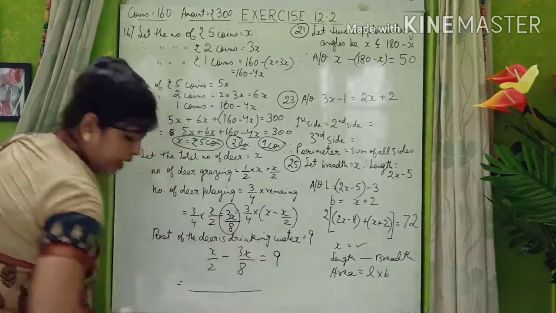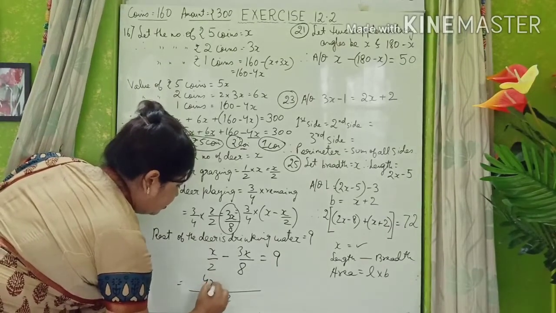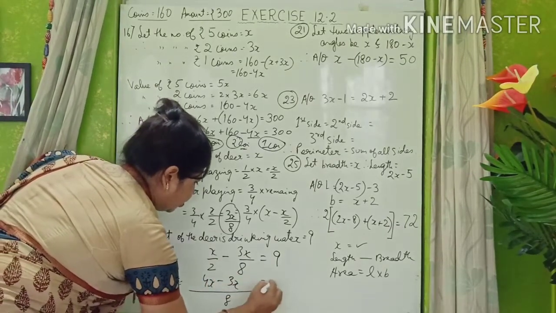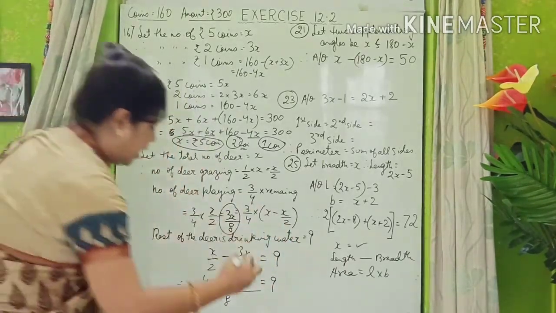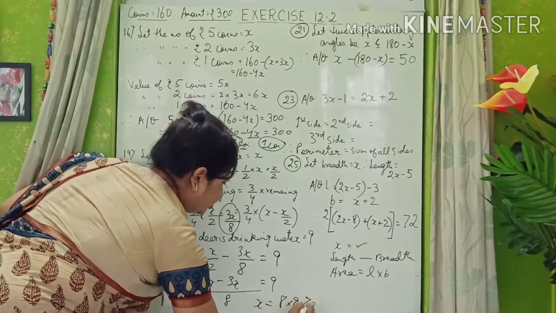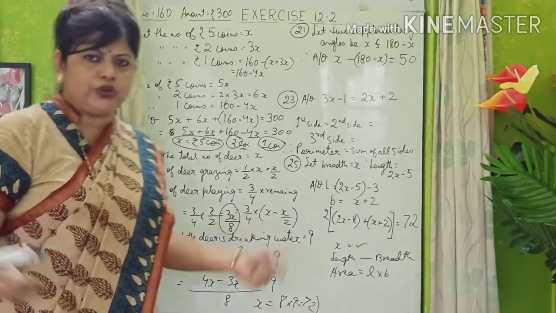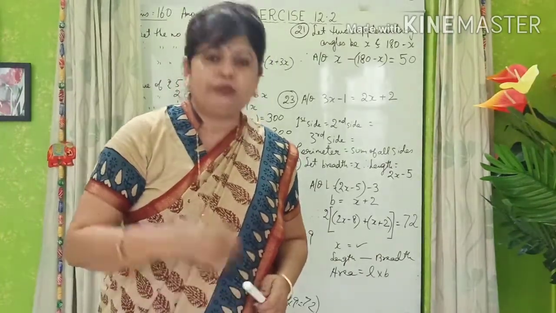So you take the LCM of 2 and 8, which is 8. So 4x minus 3x equals 9. So x by 8 equals 9. That means x is 8 into 9, 72 is the answer. That's what you have to find, that is x. Now the next question, that is question number 21.